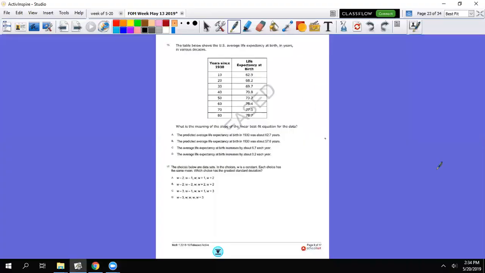Okay, so here we are at question 16. It says the table below shows the U.S. average life expectancy at birth in years in various decades. Okay, so here's our information. It wants to know what's the meaning of the slope of the linear best fit equation for the data.